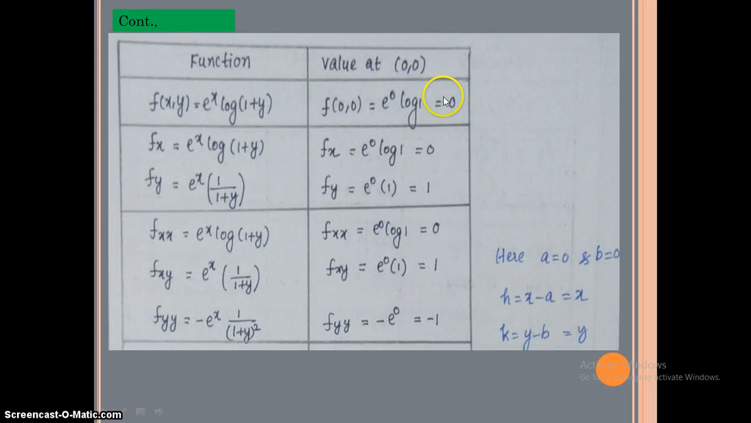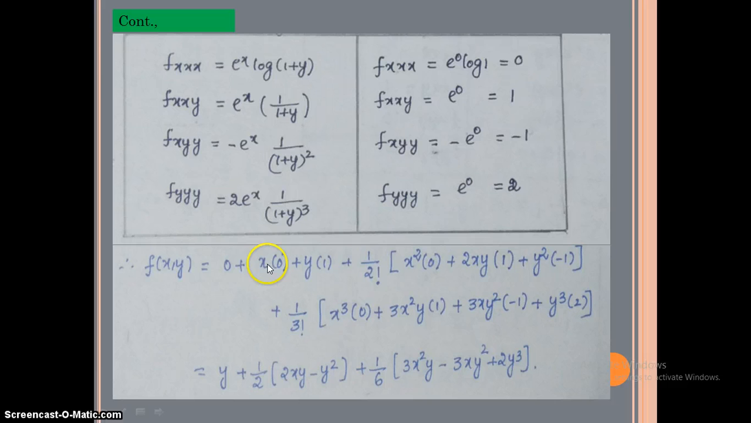First value is 0. Then the second term, h is nothing but x into 0 plus y into 1, plus 1 by 2 factorial, x square into 0 plus 2xy into 1 plus y square into minus 1. xy is nothing but h into k, h is x, k is y. So replace all the values and simplifying, we get y plus 1 by 2 into 2xy minus y square plus 1 by 6 into 3x square y minus 3xy square plus 2y cube. So these are the solutions for the second problem.